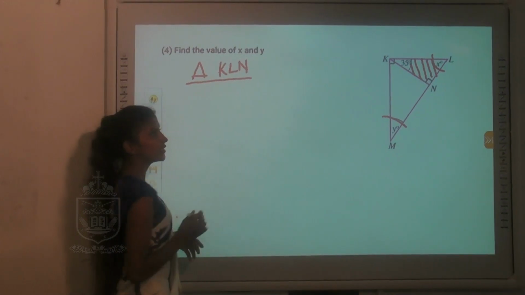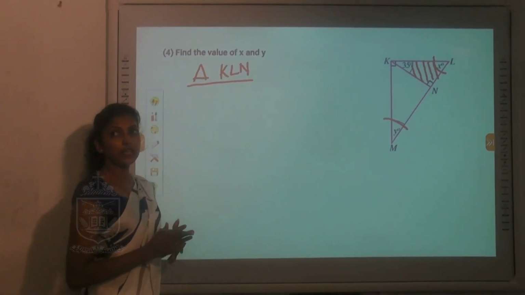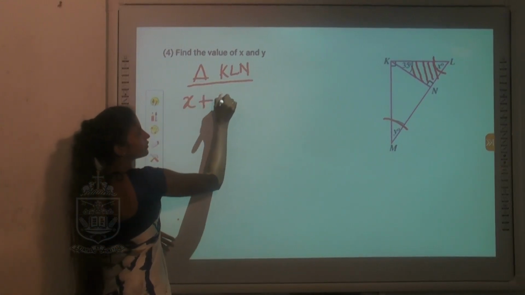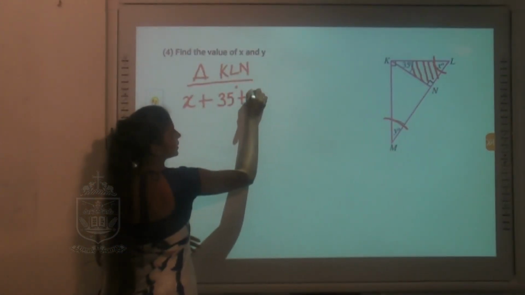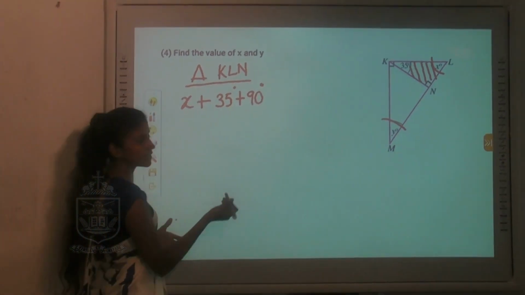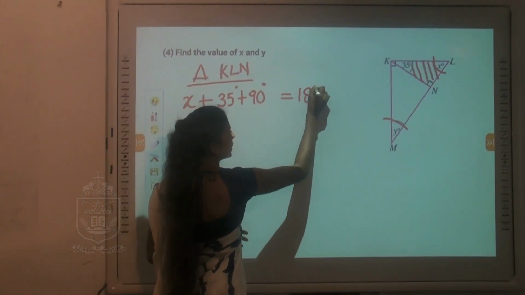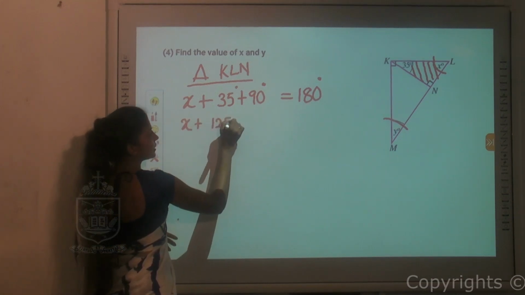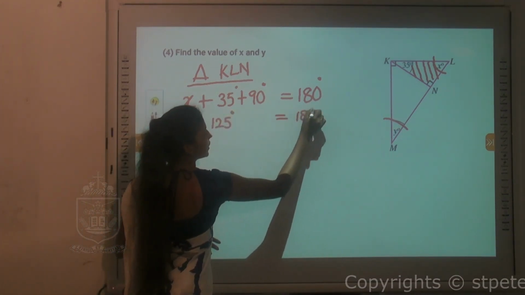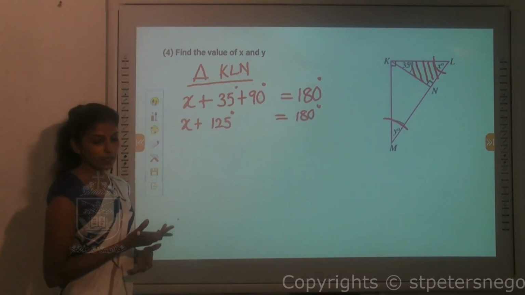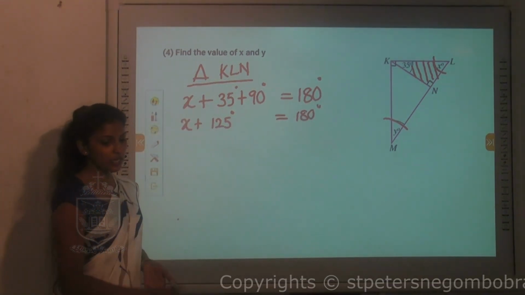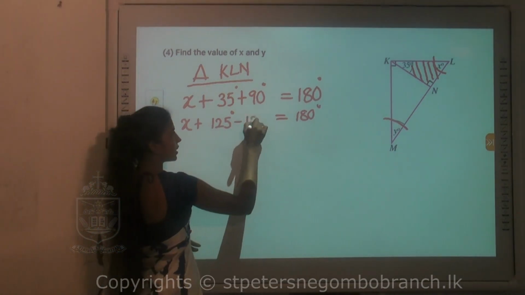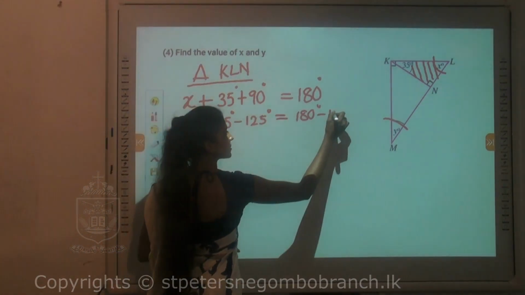I'm going to select triangle KLN, and in that triangle you all can see the three interior angles are x, 35 degrees, 90 degrees. Once you add all three interior angles, again the same theory, it is equal to 180 degrees, and here you have 125 degrees equal to 180 degrees. So our next step is to subtract 125 degrees from this side. So let's subtract 125 degrees from this side.